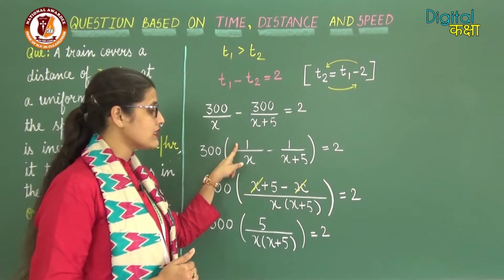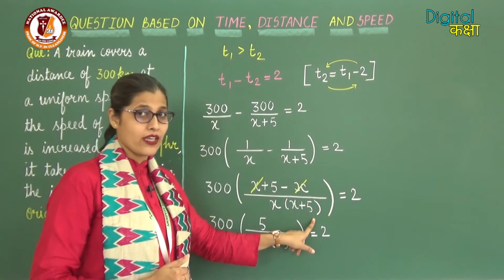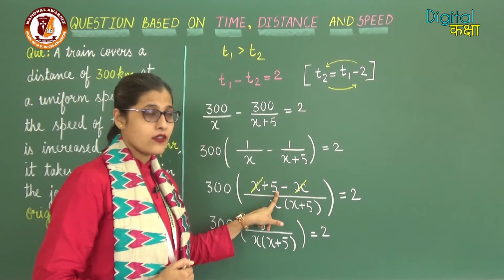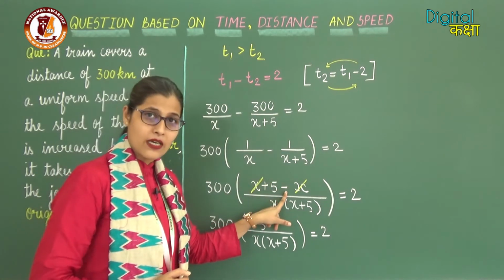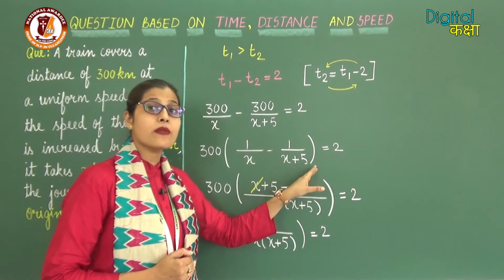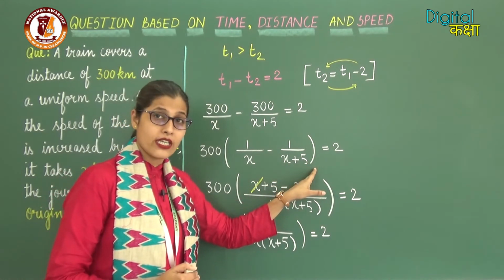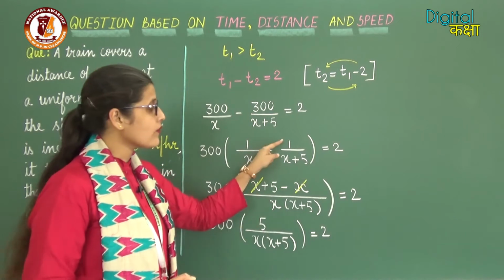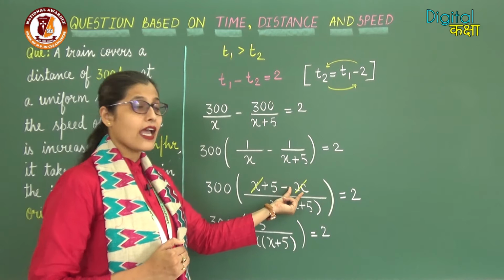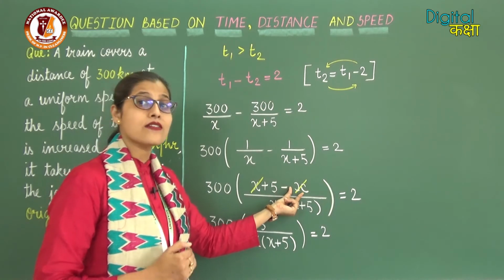So, 1 will be multiplied by x plus 5. So, we will be writing x plus 5. Then the minus sign of subtraction. As you can see, we have x plus 5 here in the denominator. So, 1 will be multiplied by x. So, we will be writing x over here after subtraction.